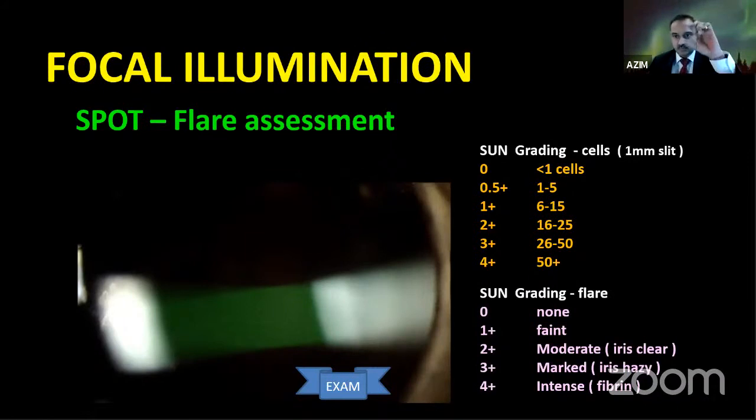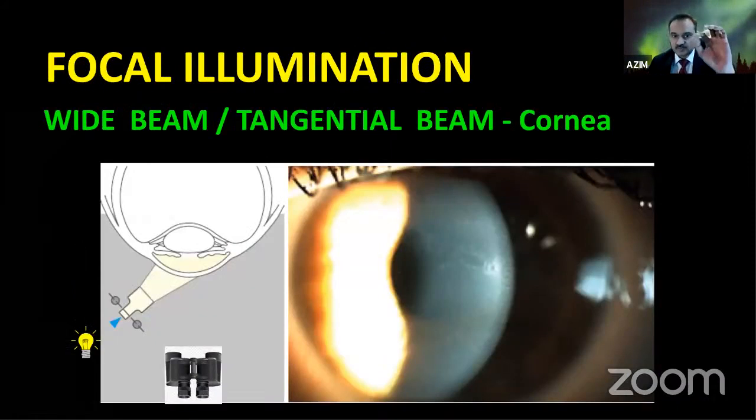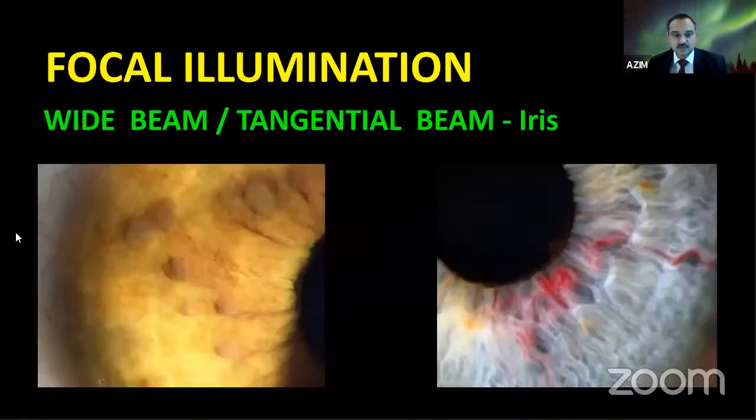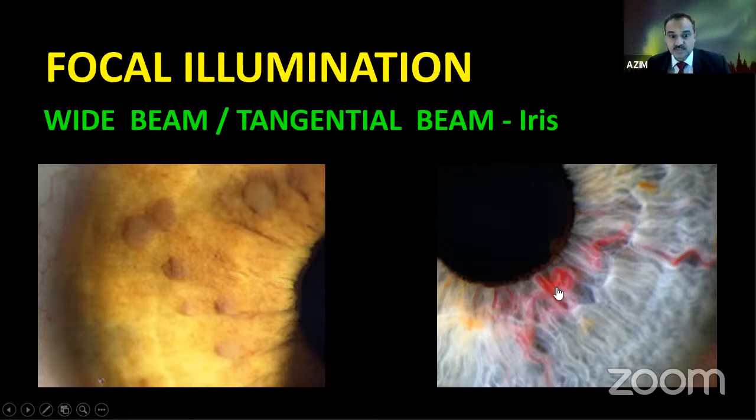So we have a broad beam, we have a narrow beam, we have a spot evaluation. A tangential beam is when you go further away. When you go further away, you can see the tangential study of the iris. For example, if the light is coming 90 degrees, it's like somebody keeping a torchlight like this and evaluating the iris. When you see the depth of the AC, this is a tangential beam for studying the iris. You can also see some nice, beautiful nodules in the iris, abnormal vessels going on in the iris as well.